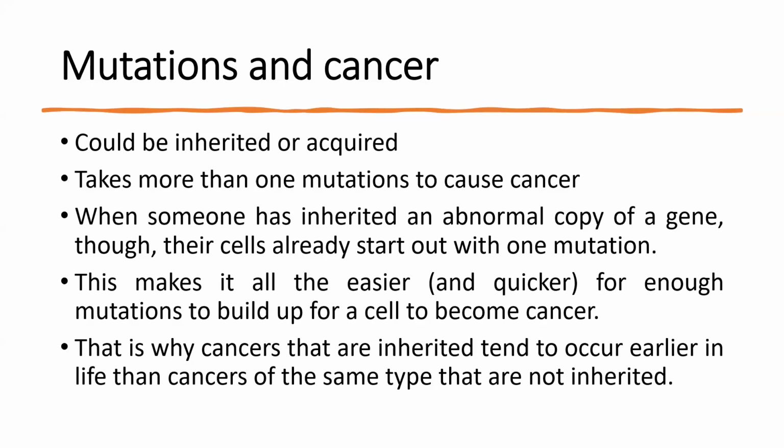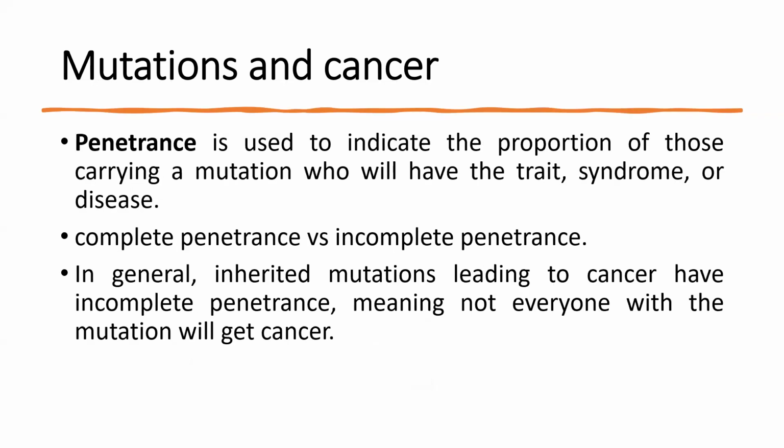Now here's the important point. When someone has inherited an abnormal copy of the gene, they already start out with one mutation, and that makes it easier for that person to develop cancer. Which is why cancers that are inherited tend to happen earlier in life compared to cancers of the same type that are not inherited. I'll give you an example. Before the example, genes are not everything.